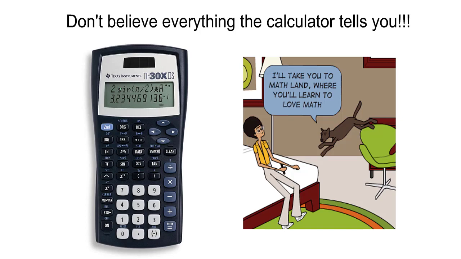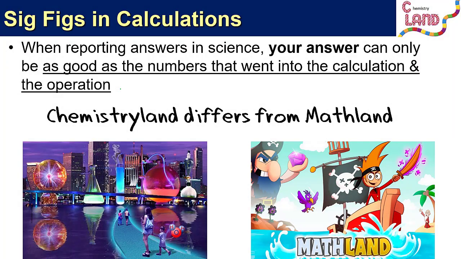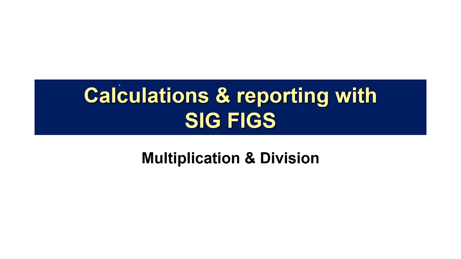Now, in your math class, your math teachers probably say write down whatever the calculator has, and that's a legitimate number. But in chemistry land, that is not the case. Chemistry land differs a great deal from math land. In chemistry land, and here is the major rule when reporting your answers in science, your answer can only be as good as the numbers that went into the calculator and the operation. And so to help you with this, chemistry teachers and physics teachers and scientists alike all use calculation rules of significant figures. So we're going to bang that out now.